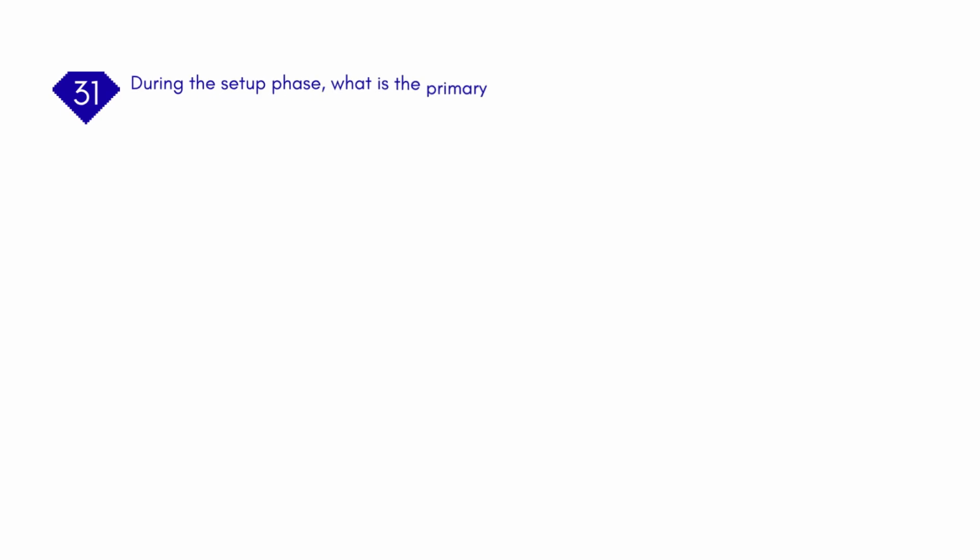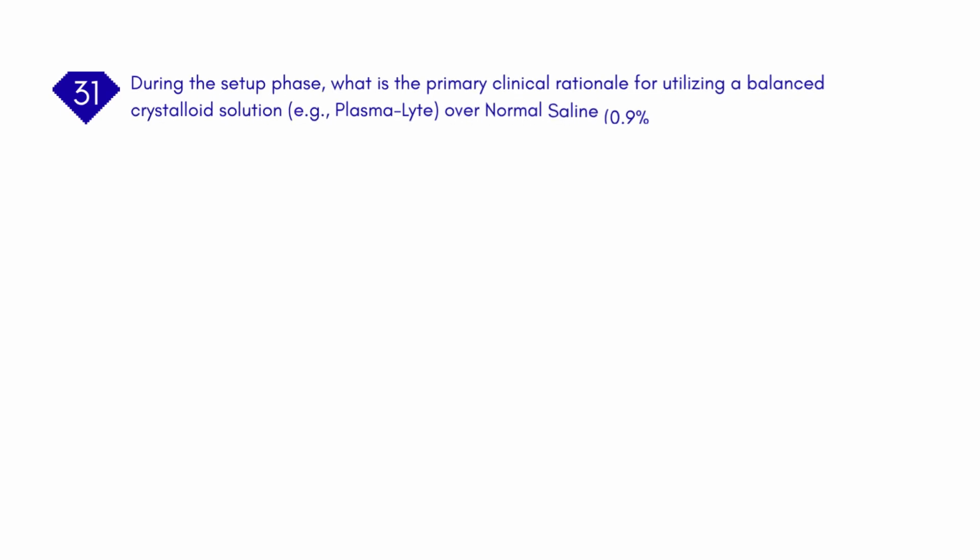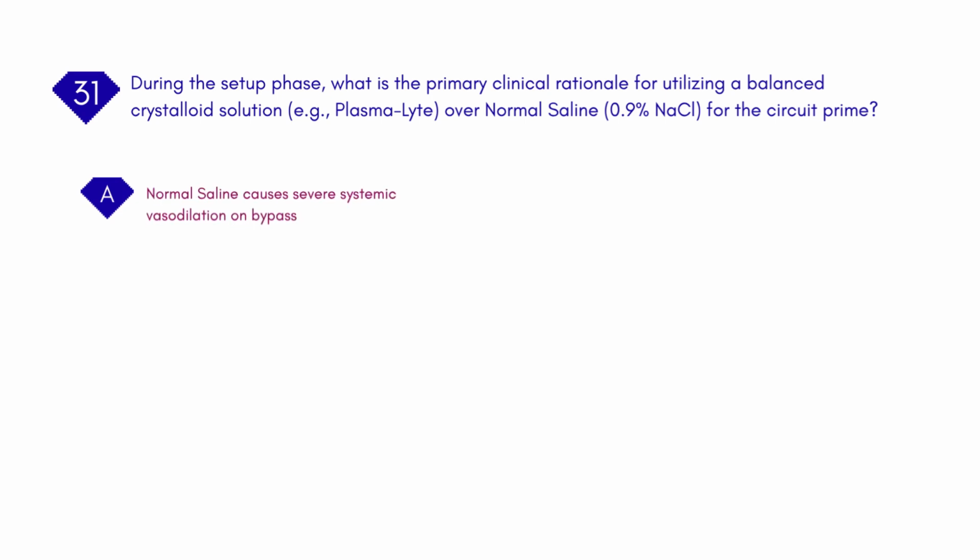During the setup phase, what is the primary clinical rationale for utilizing a balanced crystalloid solution, e.g., Plasma-Lyte, over normal saline, 0.9% NaCl, for the circuit prime? A. Normal saline causes severe systemic vasodilation on bypass. B. Large volumes of normal saline risk inducing hyperchloremic metabolic acidosis.